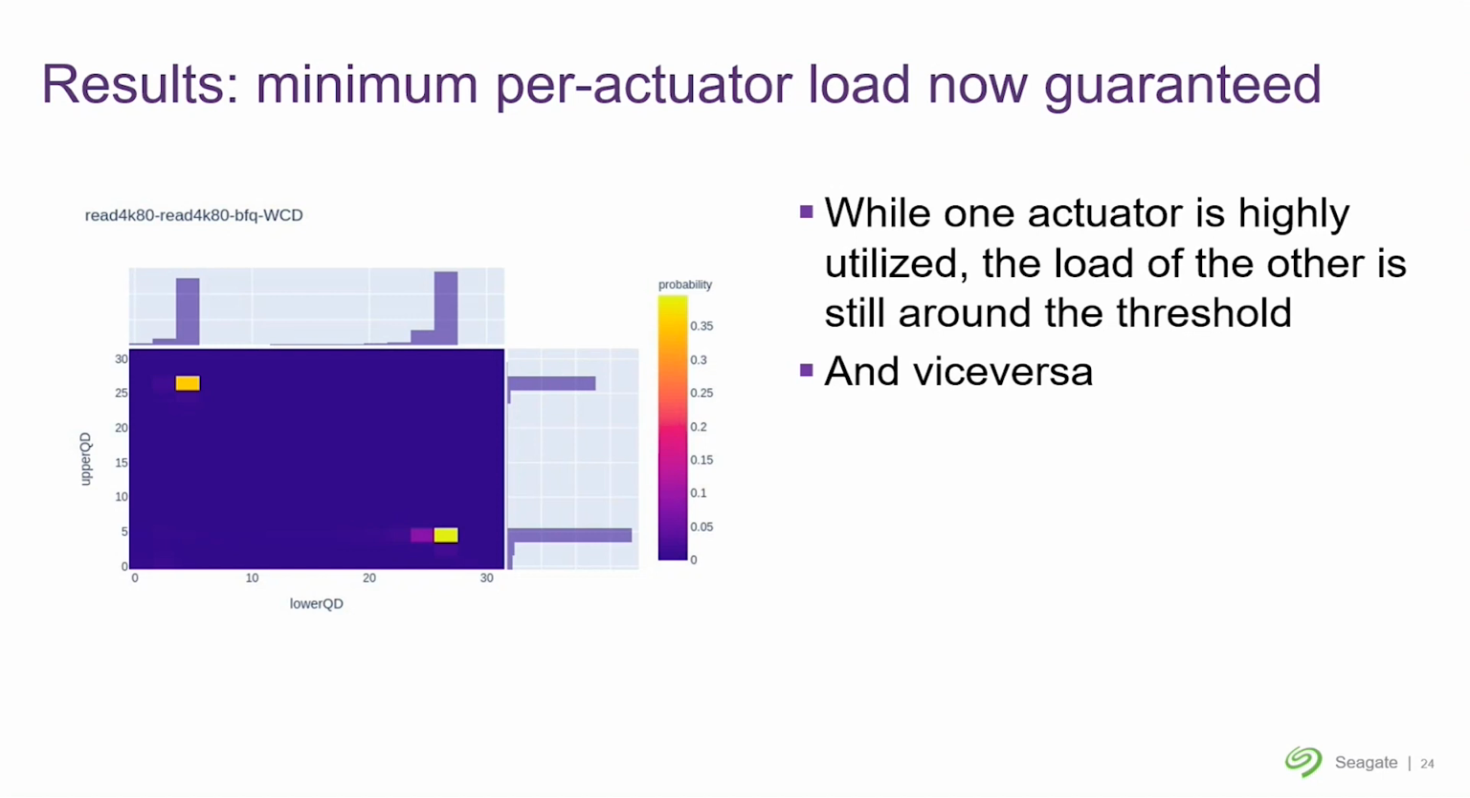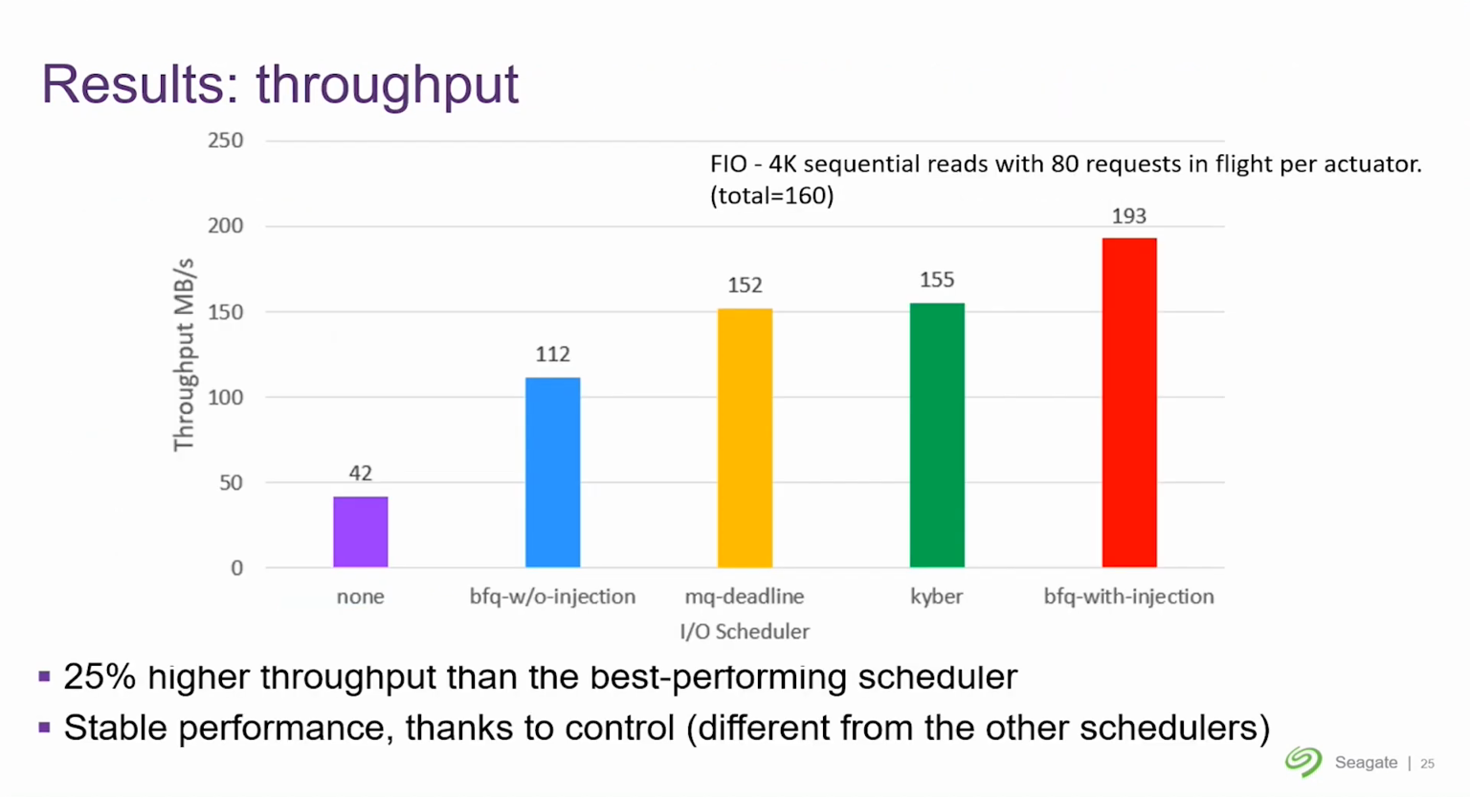So now both actuators are consistently busy. This is, again, a random workload, 4K I/O with 80 I/Os in flight for each actuator. Of course, they can't service all 80 at any one time. And this is giving us really excellent performance numbers and a great improvement over what we started with. And here's a look at that. So this is, again, just one result out of many that we have available, but it's representative.